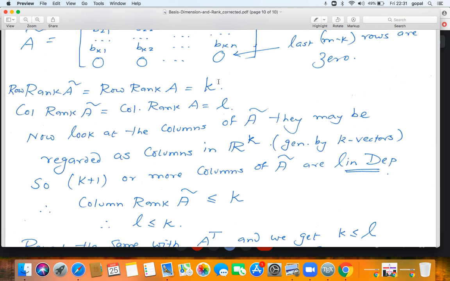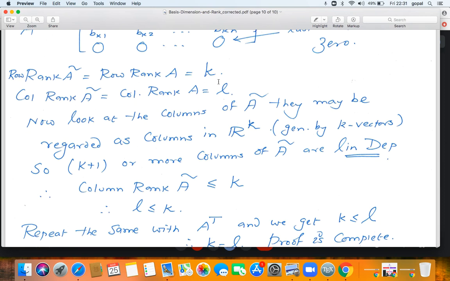Now we apply the same logic not to A but to A transpose. Repeat the same argument with A transpose instead of A, and you will get the reverse inequality, K less than or equal to L. Obviously, the row rank of A equals the column rank of A transpose, and the column rank of A is the row rank of A transpose. When I take the transpose of a matrix, the row and column ranks get interchanged. But no matter which matrix it is, we have proved that the column rank is always less than or equal to the row rank.